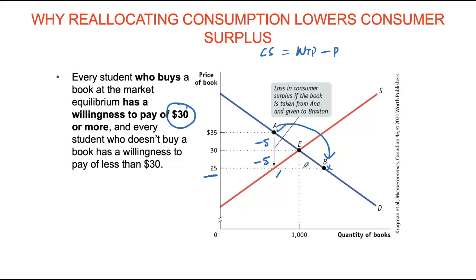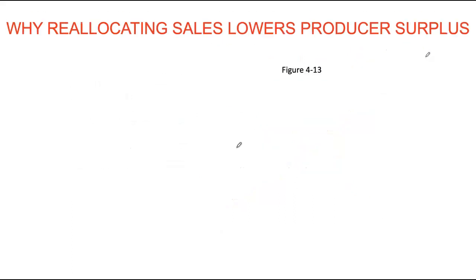So we see that if we force buyers who were not willing to buy the good at the market price to purchase it, it will actually reduce our consumer surplus. And if your consumer surplus is going down, definitely total surplus will also go down. So by reallocating sales, we cannot increase total surplus. In fact, we have ended up reducing the total surplus in this market. Let's now do the same, but now for sellers.